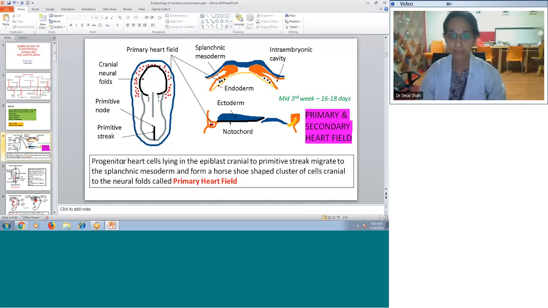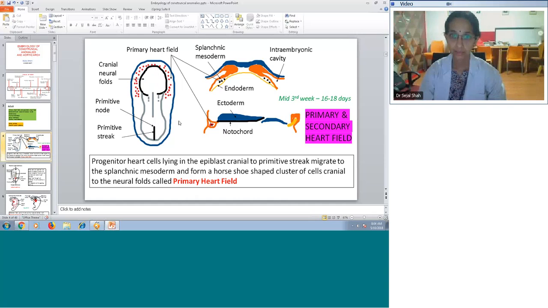We have these heart cells which are present in the epiblast cranial to the primitive streak. And from there they migrate cranially into the splanchnopleuric mesoderm, forming a horseshoe-shaped cluster of cells. And this comes to lie cranial to the neural folds. This is called the primary heart field.